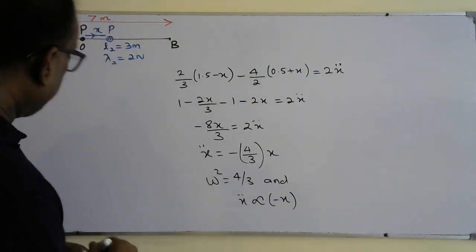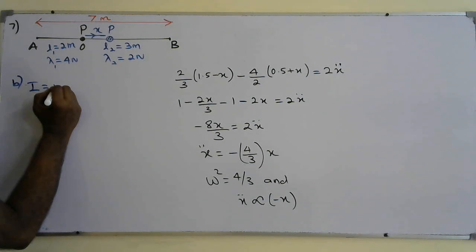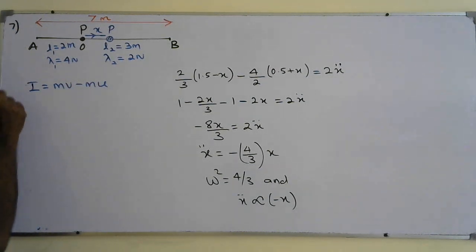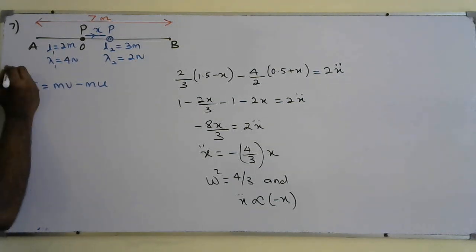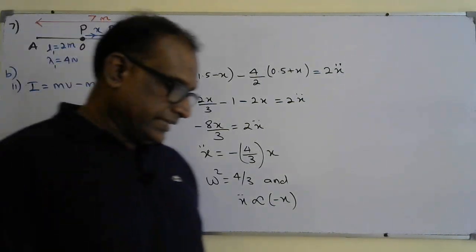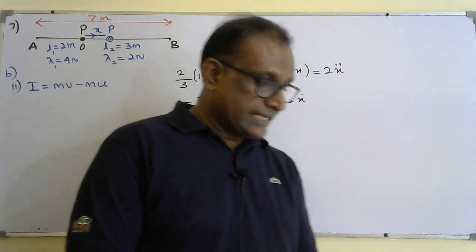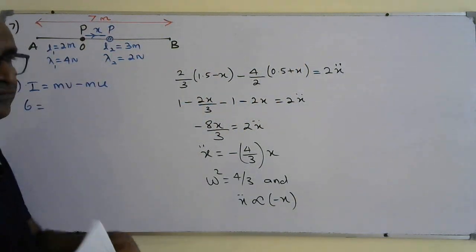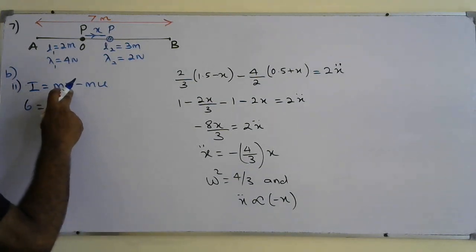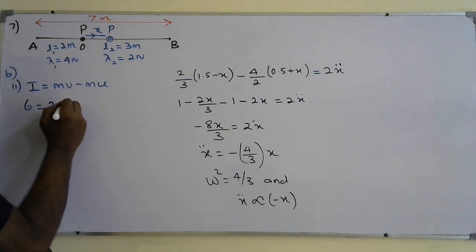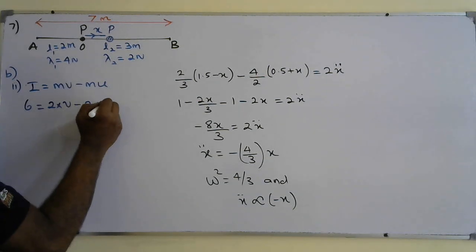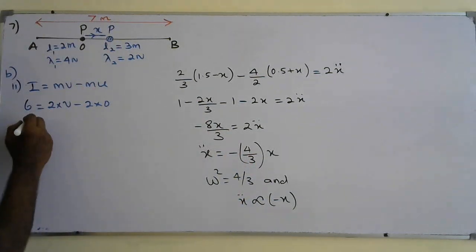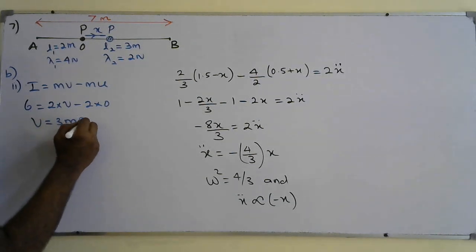So we know that impulse is equal to mv minus mu. The impulse given to the particle is 6. Immediately after the impulse is applied, the speed is v, so the mass is 2 times v. Before that it was at rest. So the speed at which it's going to move away from the equilibrium position, that is v, is going to be 3 meters per second.